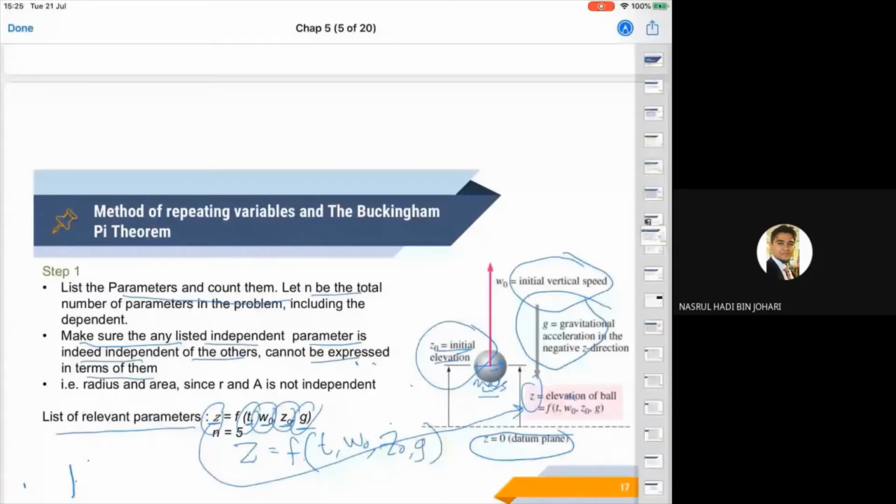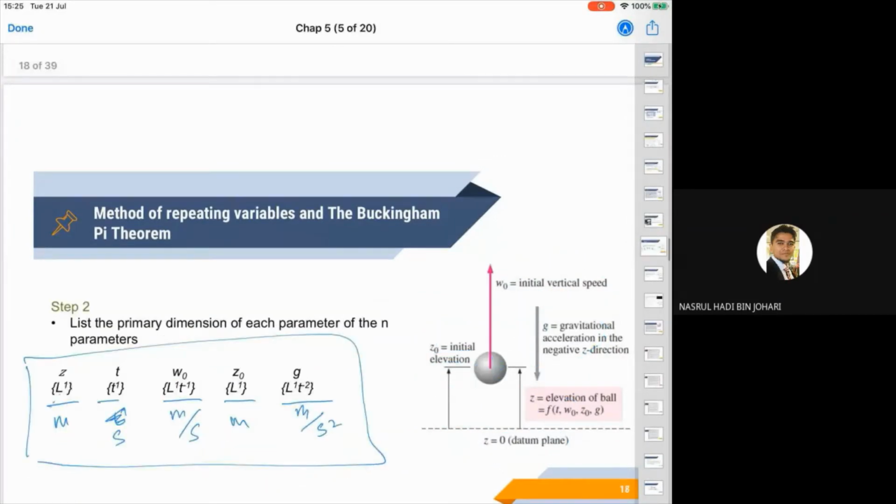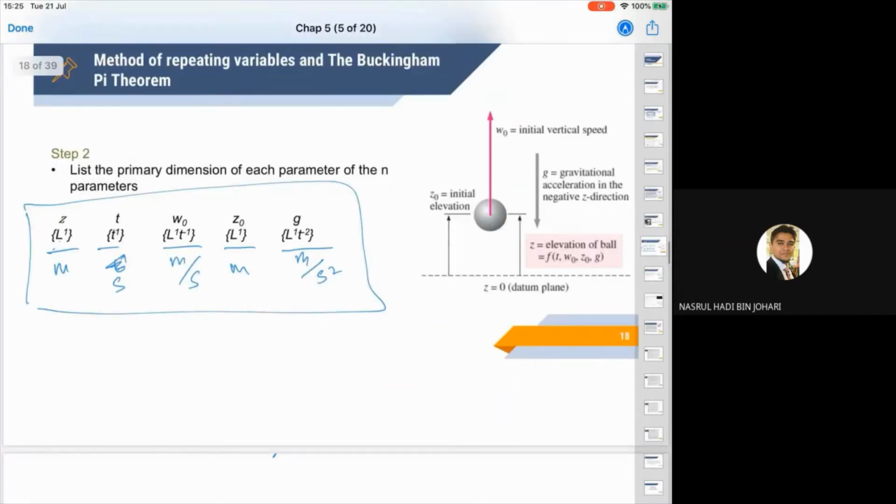How do we know all the parameters in this one? If the figure doesn't provide a specific w0, g, z, and z0, we have to guess, definitely. Second, it's quite common for the figure or question to provide the parameters or the dimensions that must be included. Okay, so step number 2, we list down the primary dimension of each parameter.